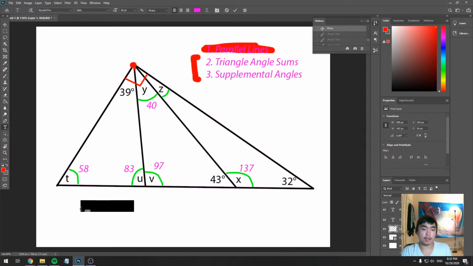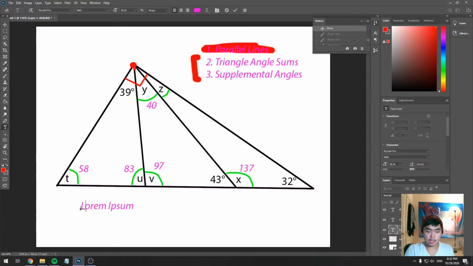So let's do it that way. So Z plus 40 plus 39 should equal 90, right? Because they form this right angle. So rearranging it, Z equals 90 minus 79. Z equals 11. Alright.